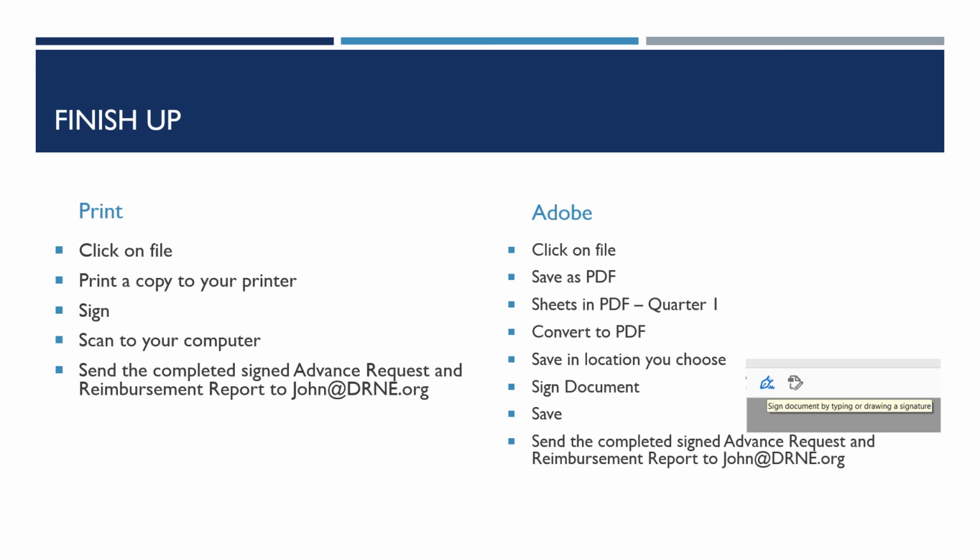You may either print, sign, and scan a signed copy to John, or you may save this to Adobe, sign the document, and then send it to John. You may also fax it to John at 402-474-3274.